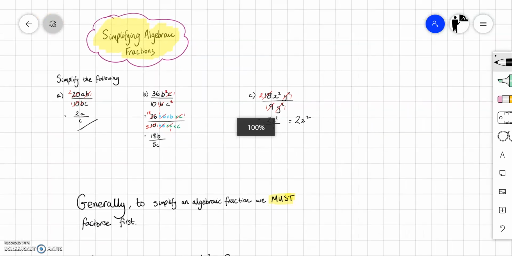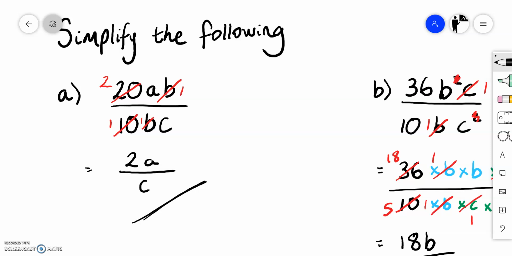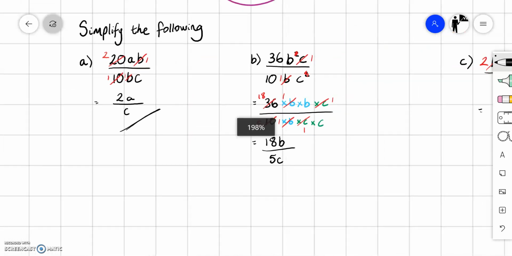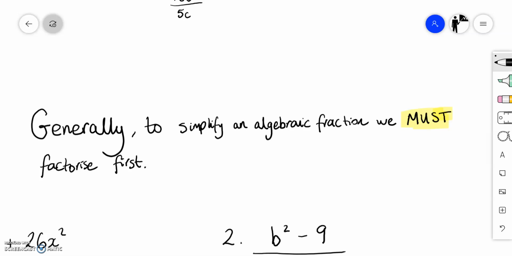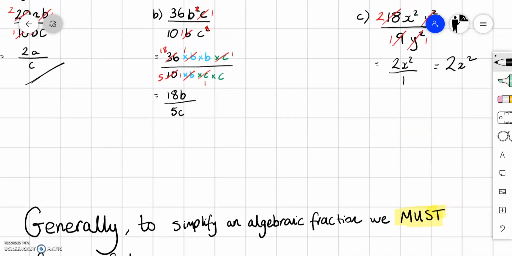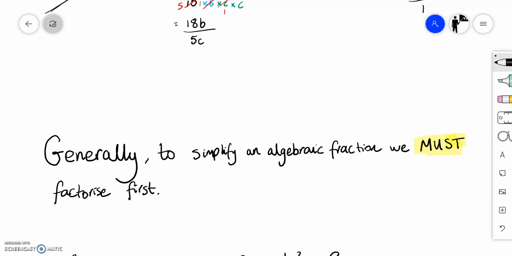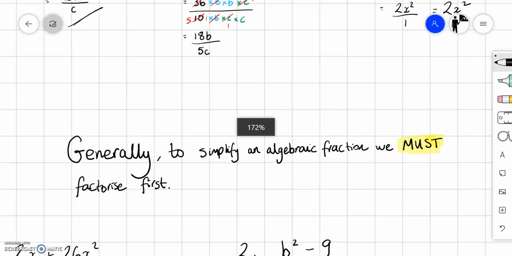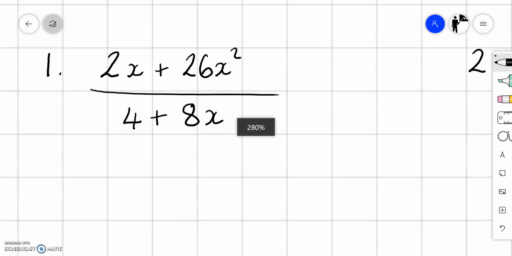More generally though, these are all quite nice because these expressions are factorized. All of these terms are multiplying each other. But sometimes we need to simplify algebraic fractions where the terms are not multiplying each other first. I've written this here. Generally, to simplify an algebraic fraction, we must factorize first. In these problems, everything was multiplying. In these problems, they're not going to be. So we need to make sure we've written it as something multiplied by something, and then we can go ahead and simplify. I've got 5 examples here to show you what I mean.